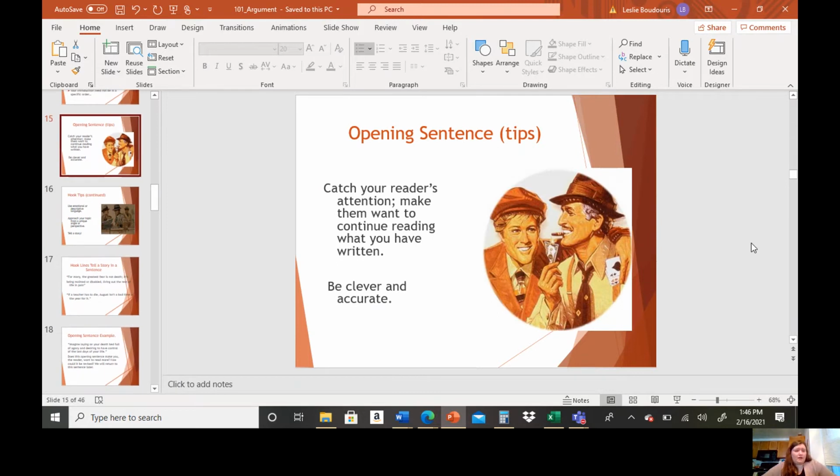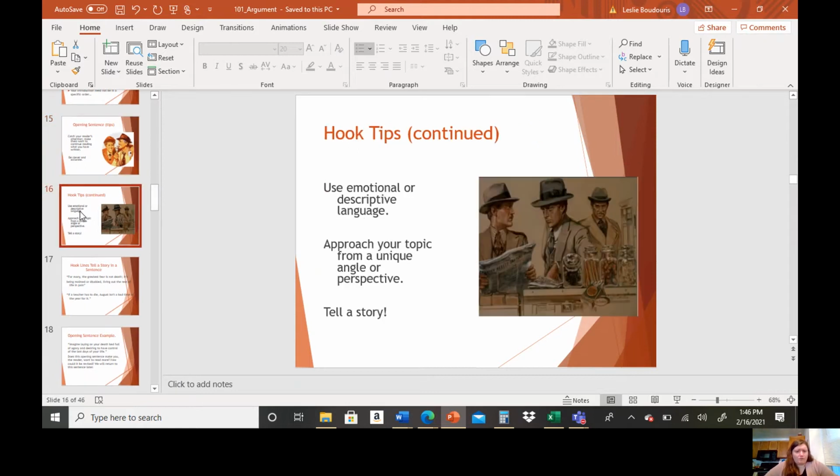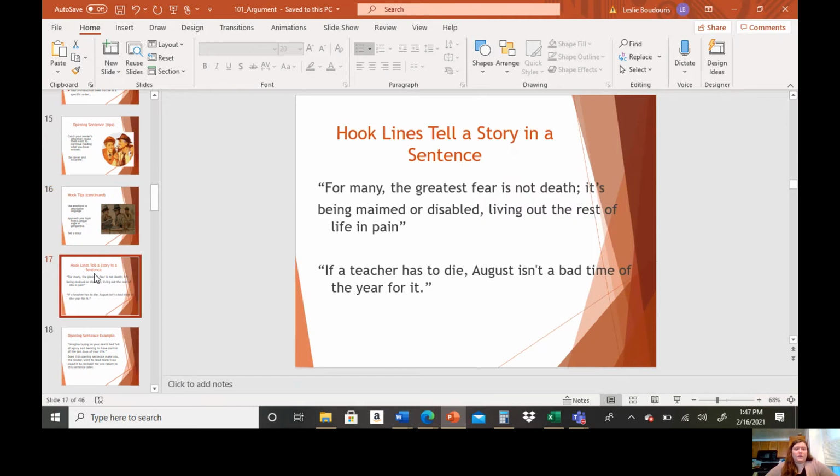You should be able to catch your reader's attention. Don't make it boring, making sure they're interested. Use emotional, descriptive language, kind of allowing them to imagine what you might do. Approach your topic from a unique angle or perspective. Don't assume your reader knows everything; make them interested.